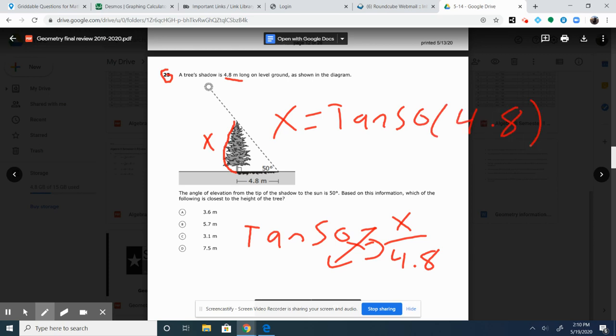Now again, you need to remember to use a calculator that is set to degrees. If not, the trig ratios will not be correct. Tangent of 50 should be 1.19, and we're going to multiply that by 4.8, and the answer should be 5.7, which is the height of the tree, D.